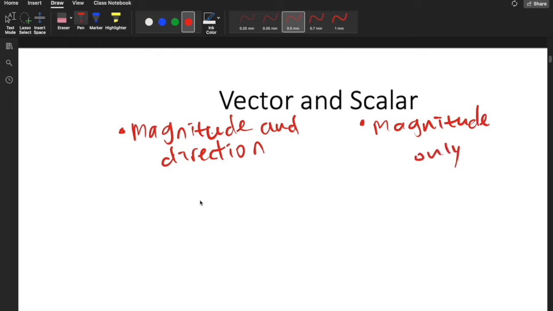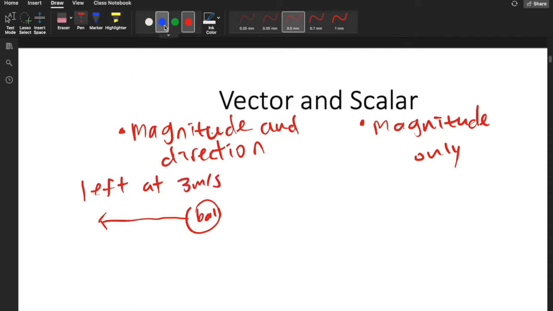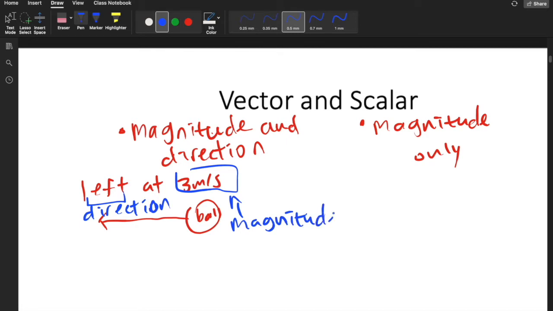So let's say here is a ball, and the ball is moving to the left at 3 meters per second. All right, then the direction will be to the left, and 3 meters per second will be the magnitude. In other words, magnitude describes the size of a quantity, right?